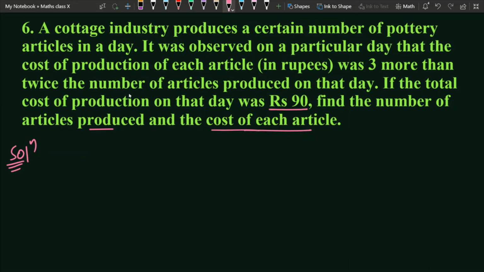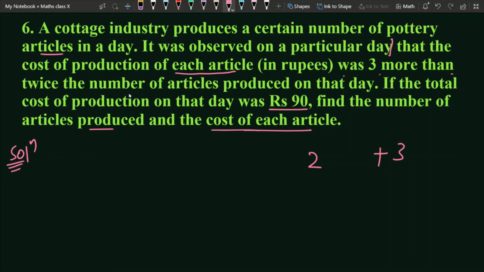Let us understand the question first. So there is an industry which produces some articles. It was observed on a particular day. Till this, there is no use of these kinds of words. Now understand this. The cost of production of each article was more than twice.